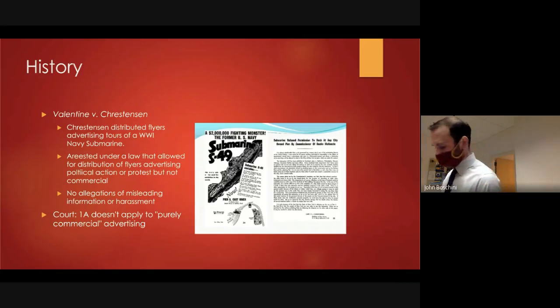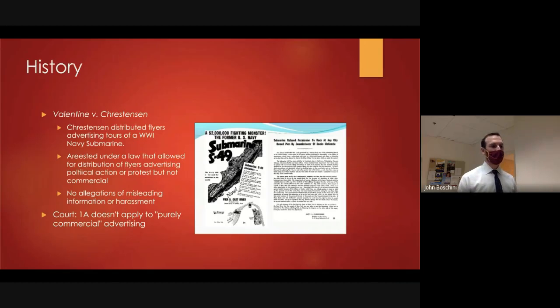There was never any allegations of misleading information. There was never any allegations of harassment. And so on its surface, this is an easy win for our friend, the submarine owner, because the government is not going to meet that strict scrutiny test, right? There's not going to be a compelling government interest in not allowing people to know how much a submarine costs.